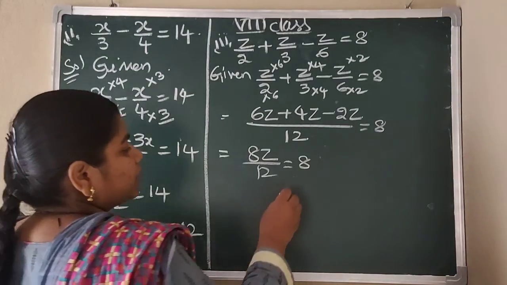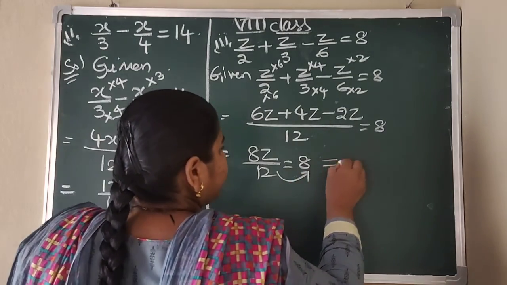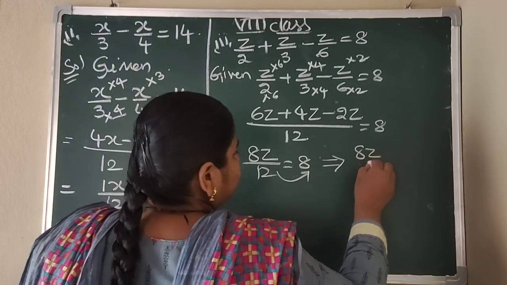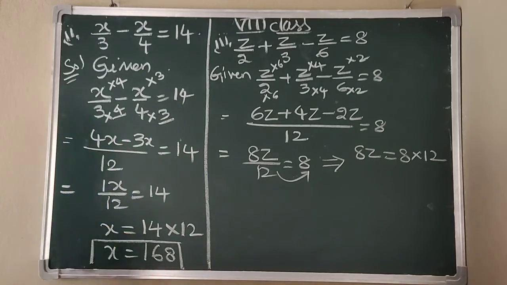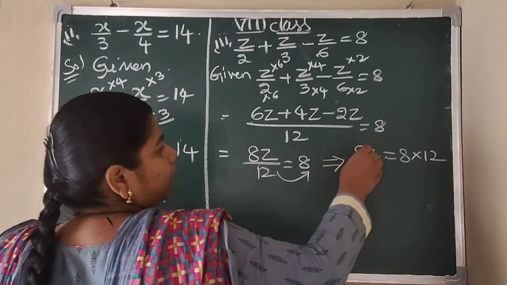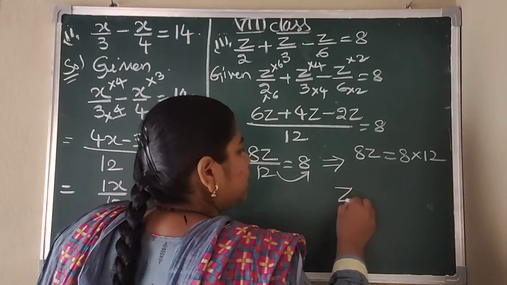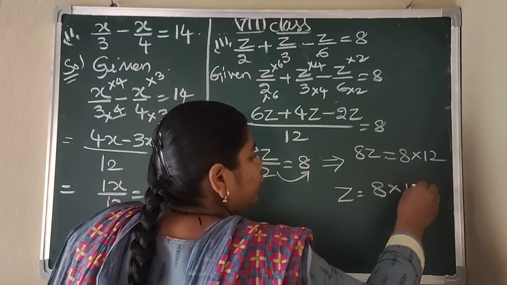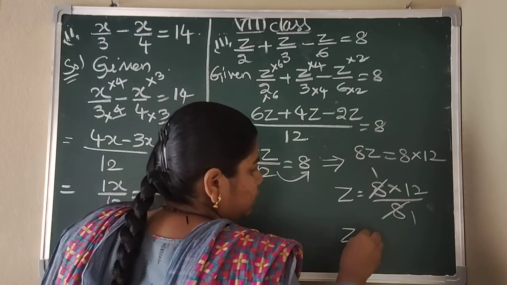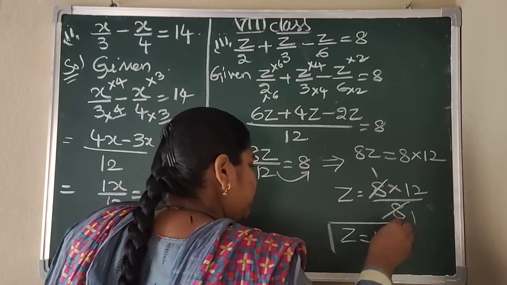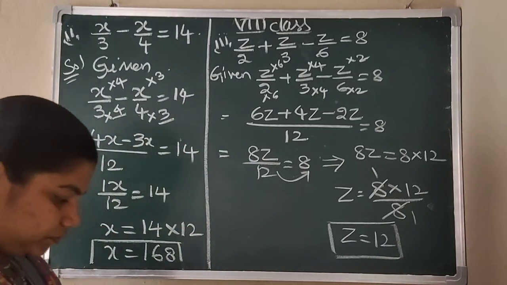Okay, if you transpose this 12 to the other side, that will become multiplication. So I am writing here 8z is equal to 8 into 12. Now I am transposing this 8 to the other side, so that will be converted to division. So z is equal to 8 into 12 by 8. So the z value is 12. This is our third answer.